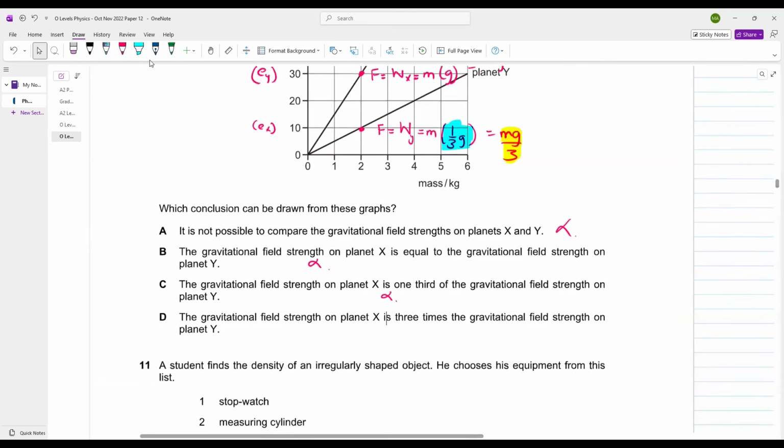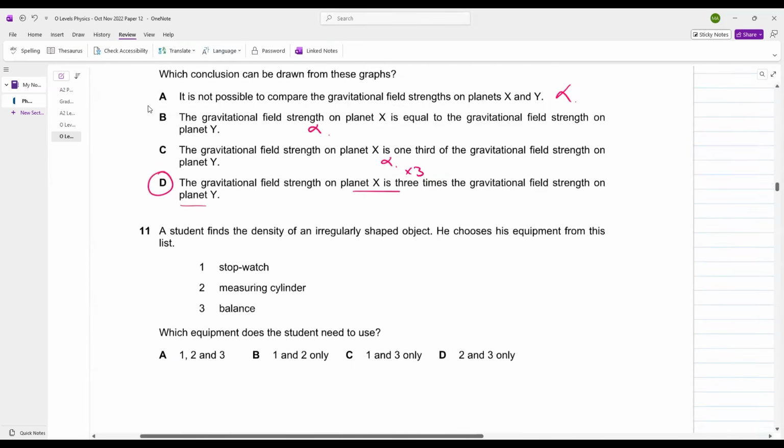No. It is the opposite. The gravitational field strength on planet Y is one third of the gravitational field strength on planet X. Come to D. Gravitational field strength on planet X is three times. Yeah, that's correct. Compared to the gravitational field strength of planet Y, D is your answer.